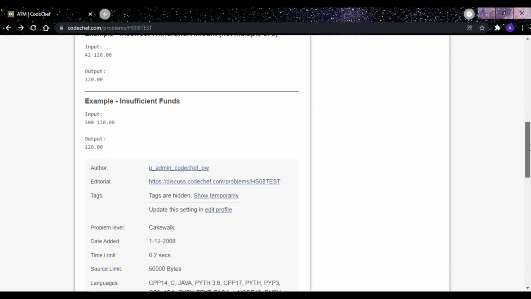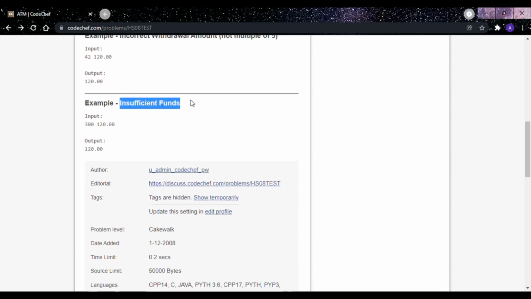In the last example, we have insufficient funds, that is, the withdrawal amount is greater than the initial account balance. In that case also we'll just print the initial account balance, which is 120.